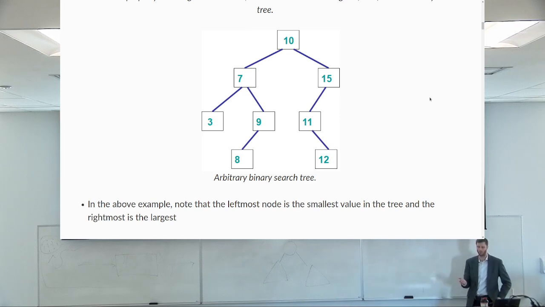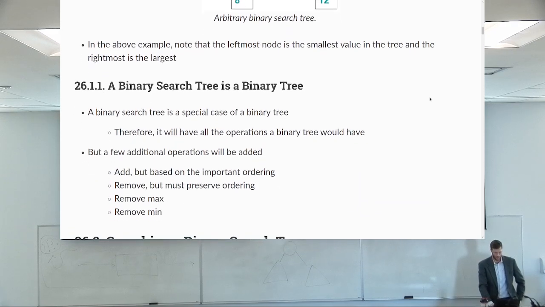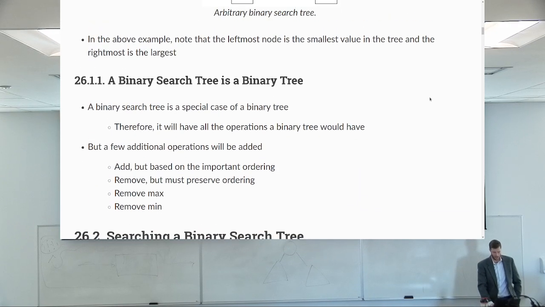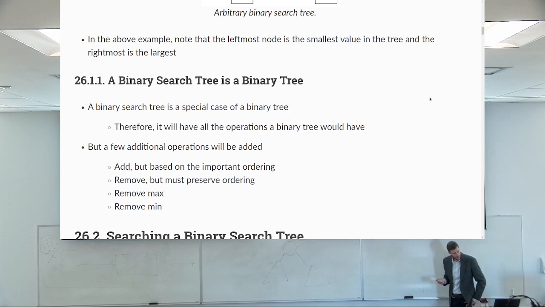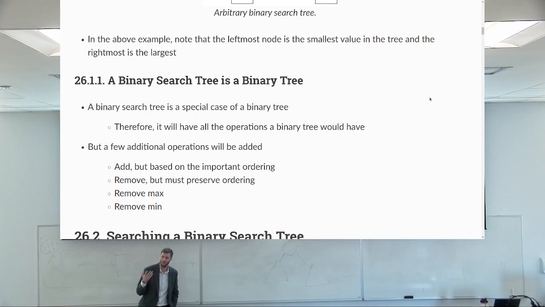So there's an interesting property. A binary search tree is a binary tree. A binary search tree is a special case of a binary tree. Therefore, it has all the same operations and rules and everything of a binary tree. But there's a few additional things about a binary search tree that we need to be aware of.